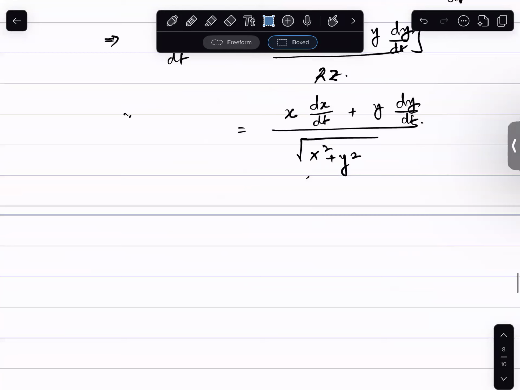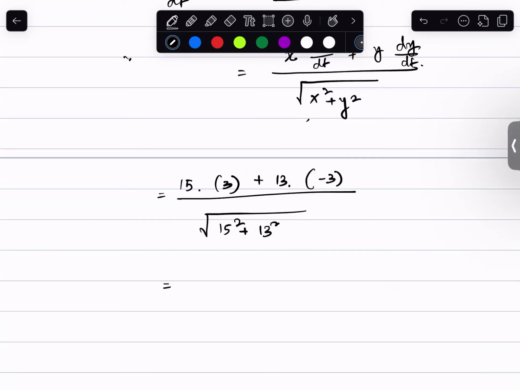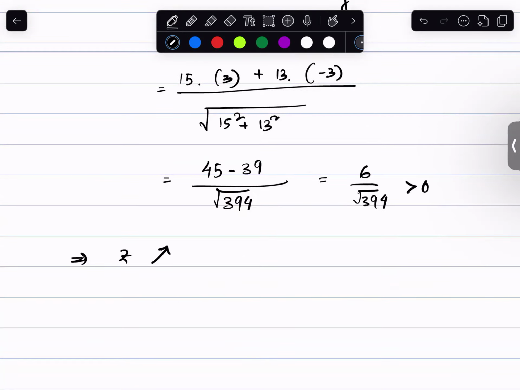Okay, so now if I put down all the values in, I should get 15 as my value of x and 3 as my value of dx/dt, plus 13 as my value of y, negative 3 as my value of dy/dt, and then the square root of 15 squared plus 13 squared. So if I calculate it, I should get (45 minus 39) over the square root of 394, which is 6 over the square root of 394, which is positive. So I know that my hypotenuse is also increasing.